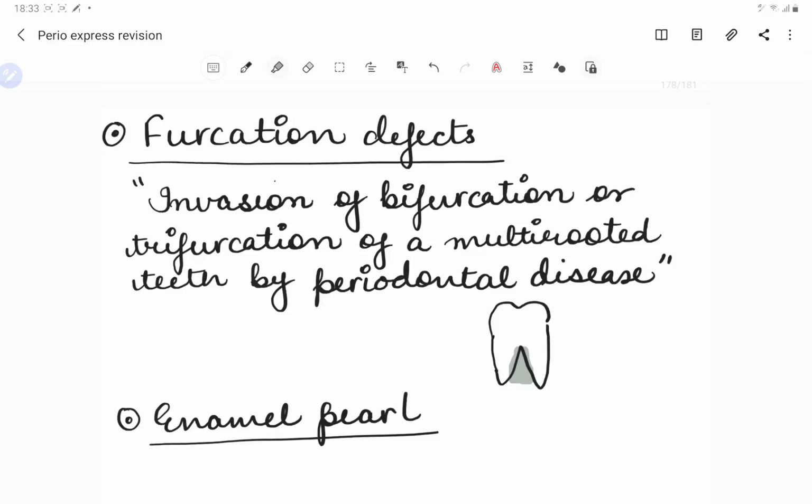So basically periodontal disease is due to plaque accumulation, and bacterial plaque which causes inflammation. It goes inside the bone. When it starts destroying the bone, it destroys the attachment, causing attachment loss, and thereby it produces a defect, which is what we call the furcation defect.